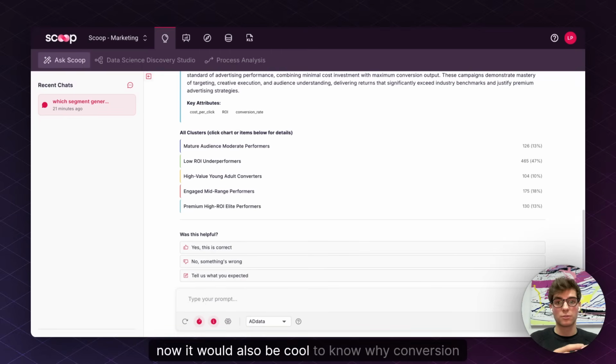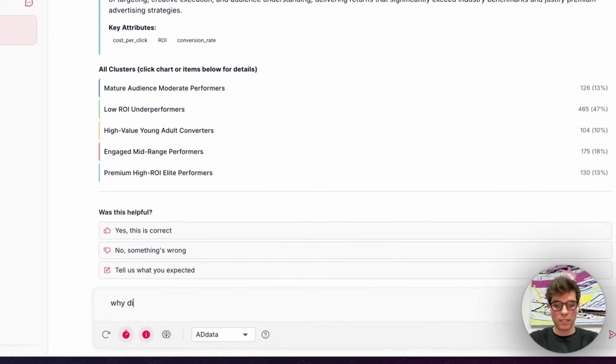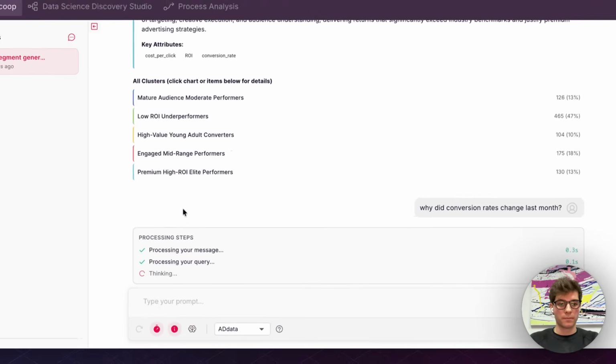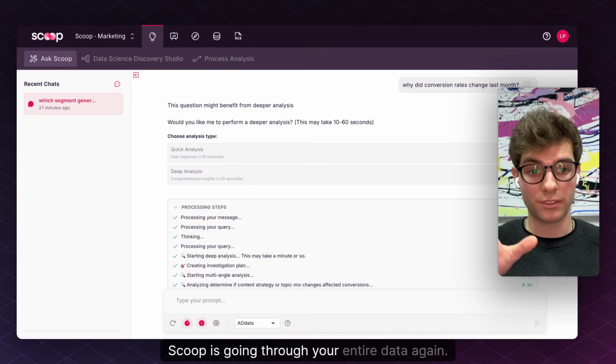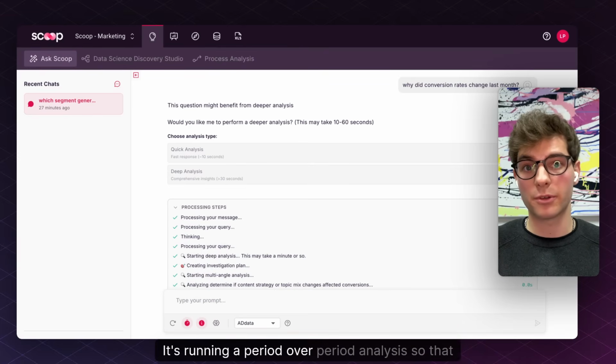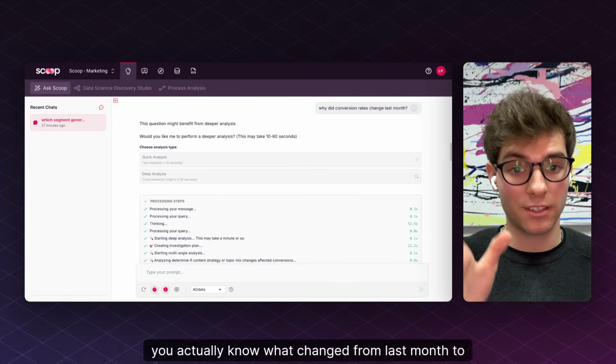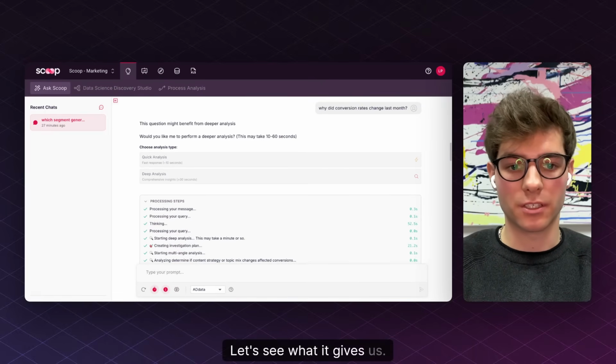Now, it would also be cool to know why conversion rates changed from last month to this month. So let's just ask, Why did conversion rates change last month? Now, as you can see, Scoop is going through your entire data again. It's running a period-over-period analysis so that you actually know what changed from last month to this month. Let's see what it gives us.